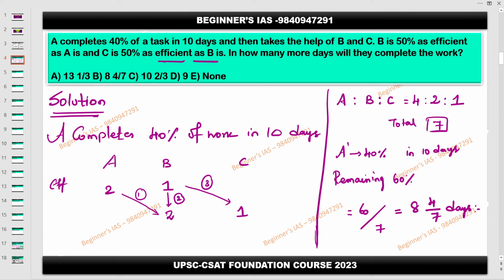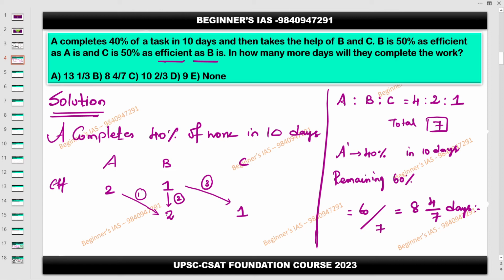Correct. A is 4, so B is half of A. So B will be 2 and C is half of B, so C will be 1. So 4, 2, 1 we can directly get. That is equal to total 7% work. Remaining, we know that 60% work has to be completed.